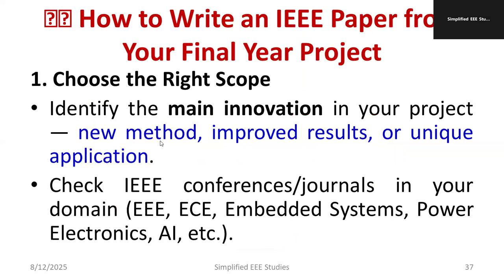At the beginning itself, whenever you are deciding the topic, you need to identify what the novelty in your work is. Check IEEE conferences or journals. If you belong to UG level, focus on IEEE conferences. That is what you can expect at UG level. But at PG level, you had better go for journals in your domain, especially AI, ECE, computer science, embedded systems, power electronics, artificial intelligence, and cyber security. So many domains are available.